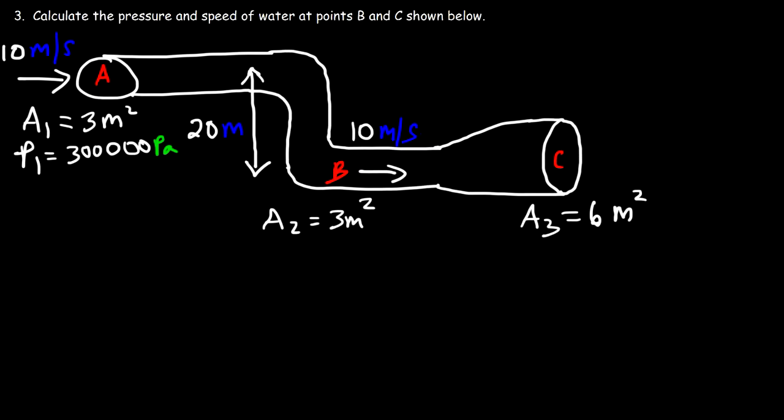Now, going from B to C, notice that the area doubles. And as we said before, if you increase the cross-sectional area, the velocity has to decrease. And we could use this formula to get the velocity. A1 v1 is equal to A2 v2. Or in this case, we're going to use A2 v2 is equal to A3 v3.